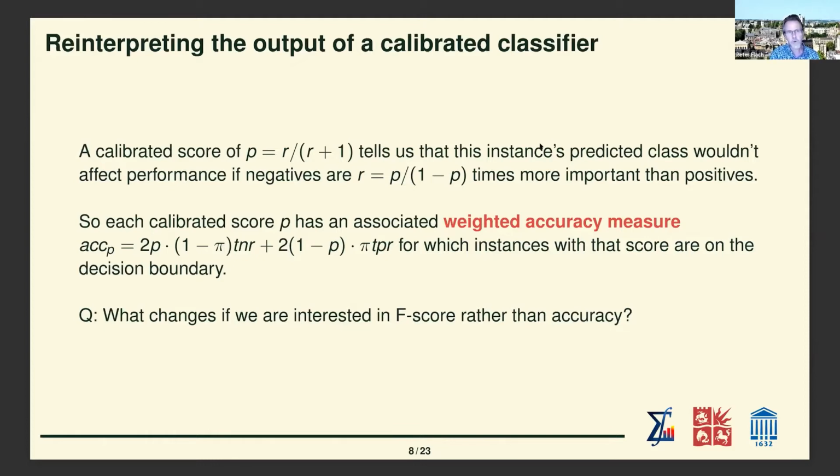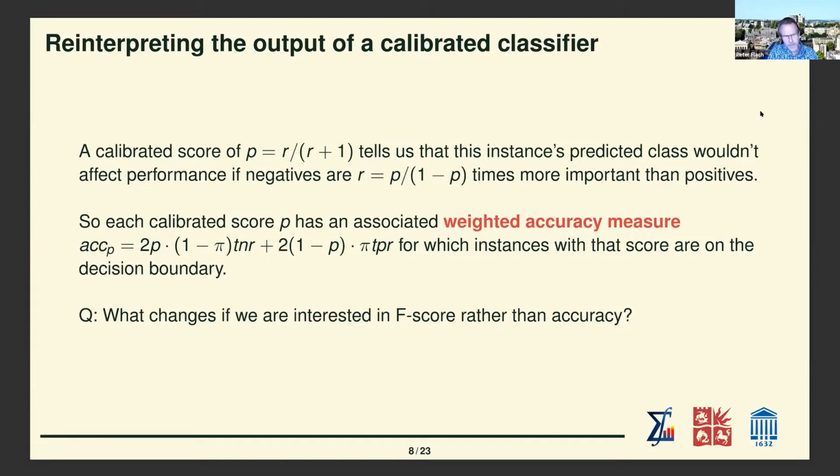So a calibrated score of P equals R divided by R plus 1 tells us that this instance's predicted class would not affect performance. It would be on the decision boundary, but it wouldn't affect performance whatever you predict for that instance, if indeed negatives are R times more important than positives. Obviously if P equals 1/2, R equals 1, and so a calibrated score of 1/2 tells us that this instance's predicted class doesn't affect performance if negatives and positives are equally important, but that also holds for different numbers.